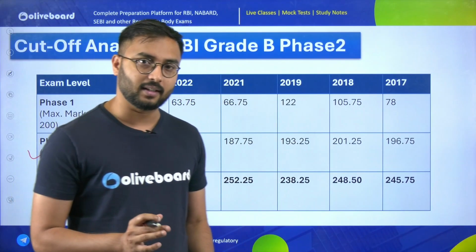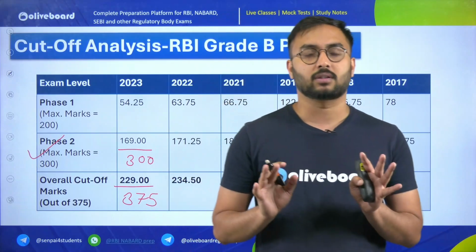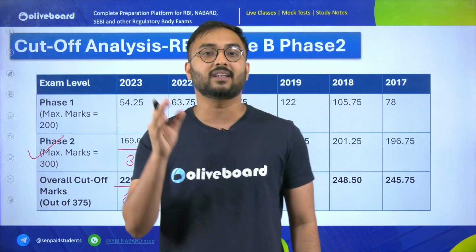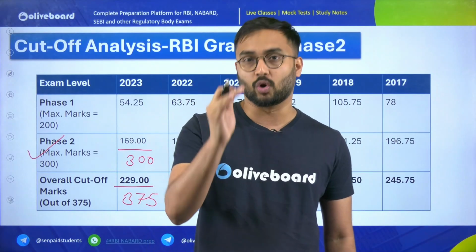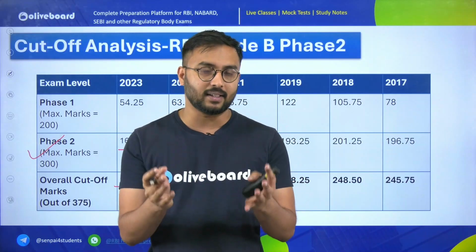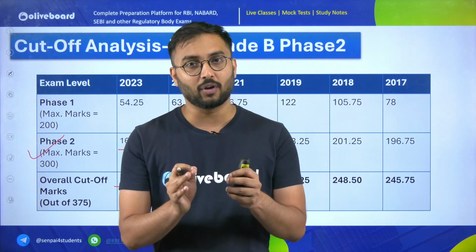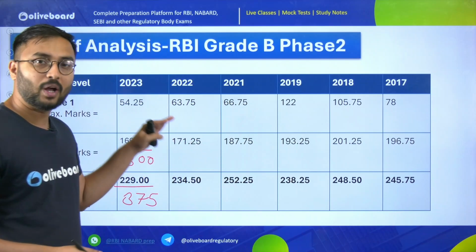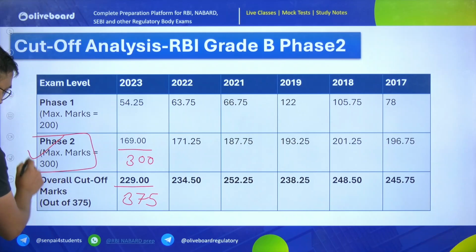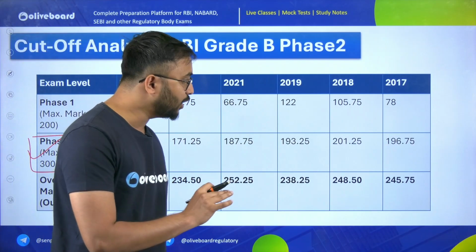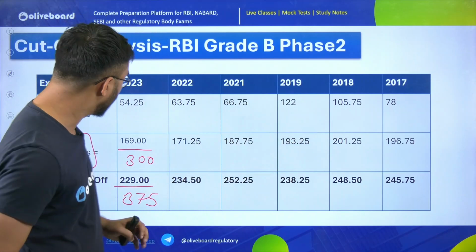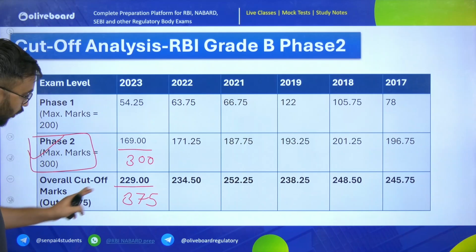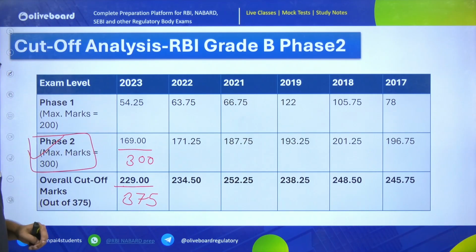Now let us consider that in the interview you get an average of 50 marks. Why am I saying this? Because the interview is also a little bit a matter of luck, and it matters how the day was. So considering that you may have a really bad day on interview day, let us assume you get on average 50 marks, which is an average score in the interview. Why are we doing this? So that we understand the importance of phase 2 and can assess the target score for phase 2 only. We all know 169 marks in the year 2023 was the cutoff for phase 2. The overall cutoff was 229 out of 375 in the year 2023.